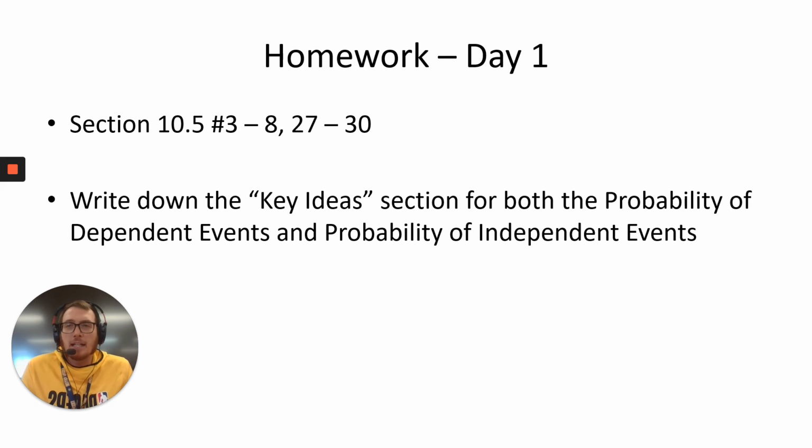Okay, your homework today has 2 pieces, section 10.5, numbers 3 through 8, and 27 through 30. And then I want you to write down the key ideas section for both probability of dependent events and the probability of independent events, because we're going to use that in tomorrow's lesson. And I want you to already have that written out so it's ready to go for our next lesson.